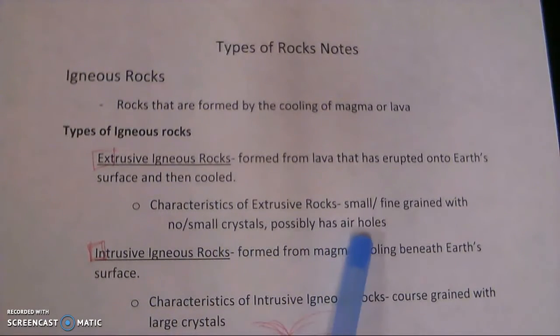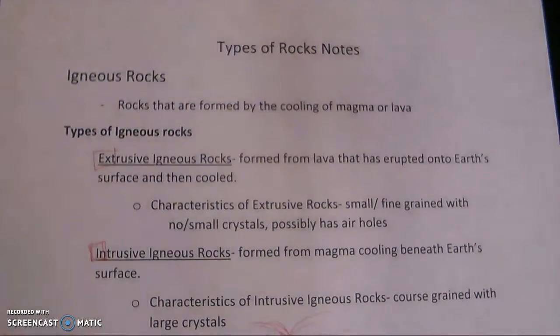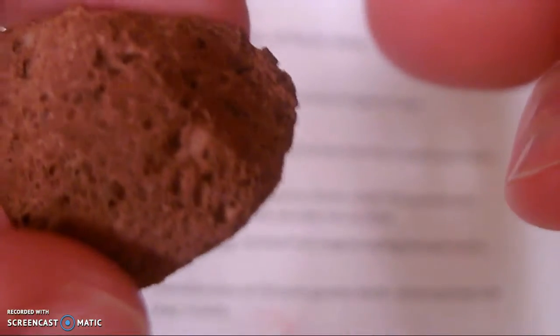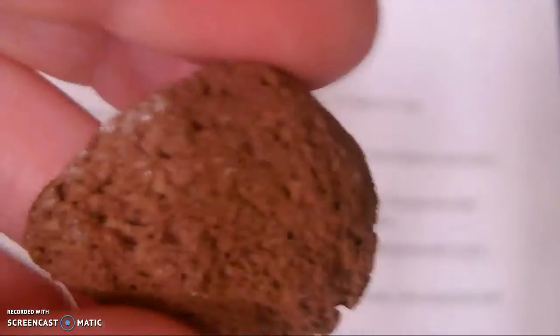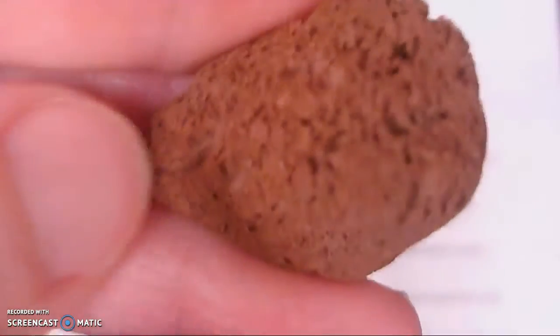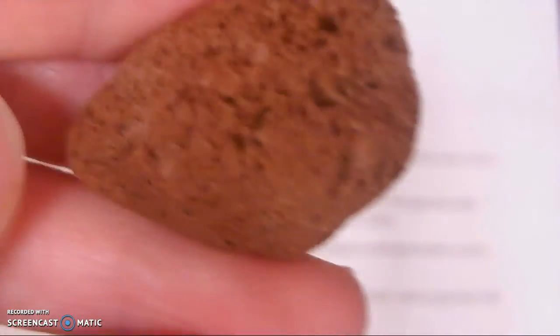Also, you'll see some extrusive igneous rocks have air holes. So let's look at this rock sample. Okay, looking at this extrusive rock, we can see that there are visible air holes. And the reason that these air holes occur is how quickly extrusive rocks cool. They trap air inside. So think about the magma erupting from the volcano.